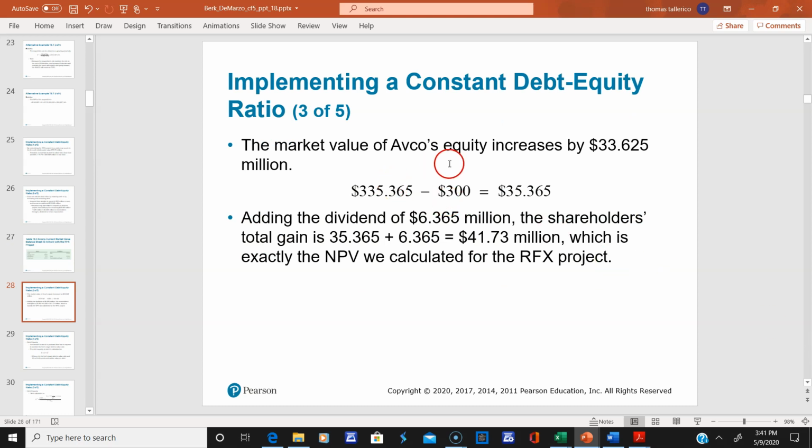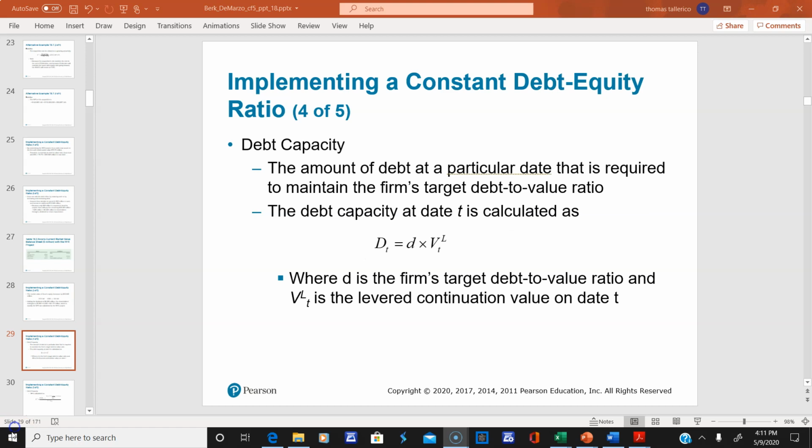And the market value of the equity increased by $33.625 million. Here was the original equity. So you can see how much the equity increased. So adding the dividend of $6.365 million, the shareholders' total gain is $41.73 million, and that turns out to be exactly the net present value we calculated for the project. So you see how nice that worked out.